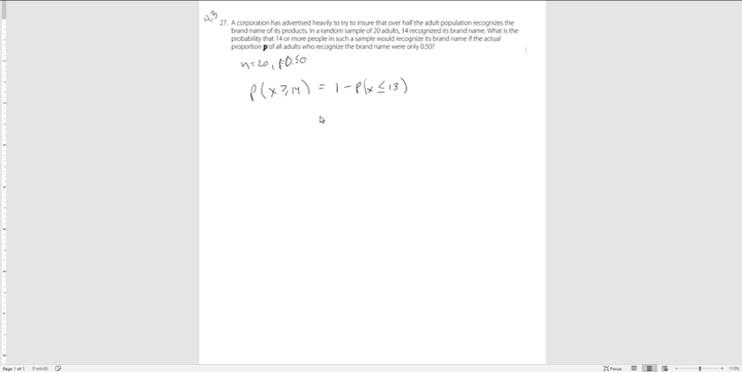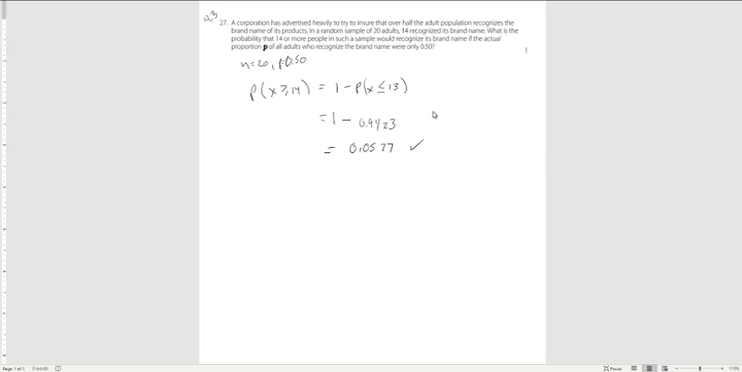So this is going to be 1 minus, from the table, 0.9423, which is going to equal 0.0577. There is our result.